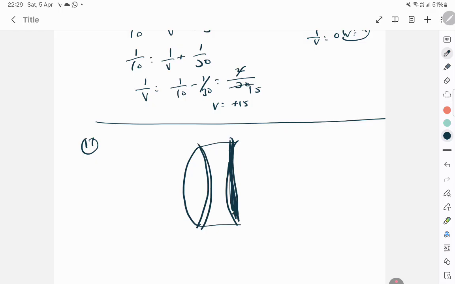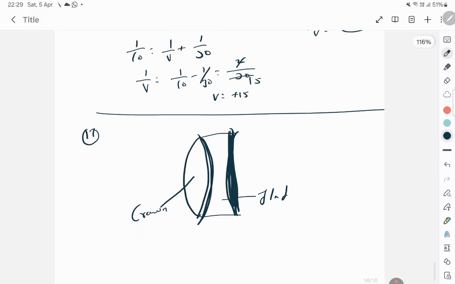For the lens combination, calculate the focal length and the power. One is a crown glass, the other is a flint glass. It's just a variety of glasses. This is a plane surface, plano concave, you can say. This has refractive index 1.52, this has refractive index 1.66 respectively. The radius of curvature of each surface of the crown glass is 20 centimeter. Find the focal length and the power of the combination. The refractive indices of the crown glass and flint glass are given.